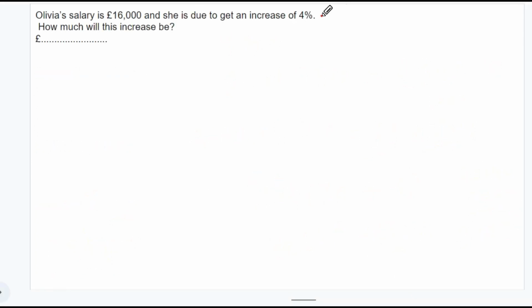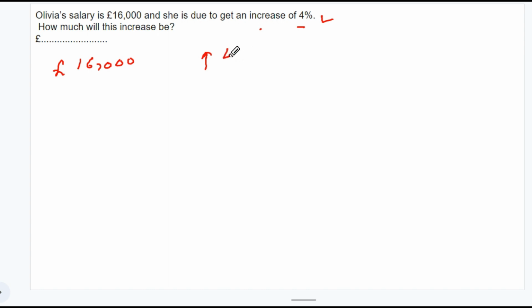Now let's start over with our word problems. Olivia's salary is £16,000. Now she is due to get an increase of 4%, so she is very lucky.